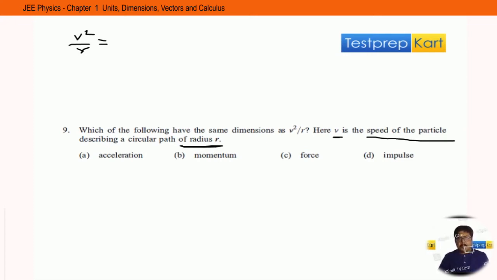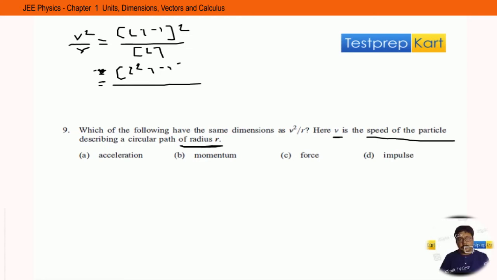So what is the dimensions of v square? It is L t to the power negative 1, its square, by r, which means L. So what will it be? It should be L square t to the power negative 2 by L. So it becomes L t to the power negative 2.